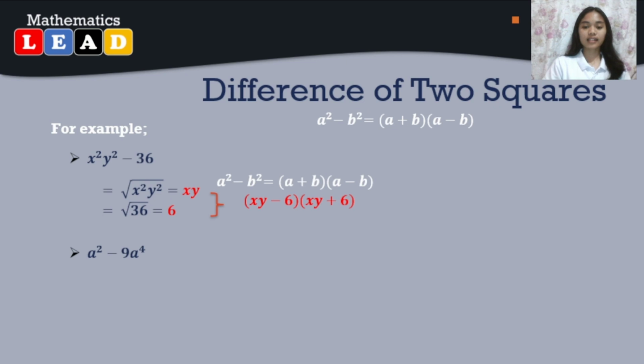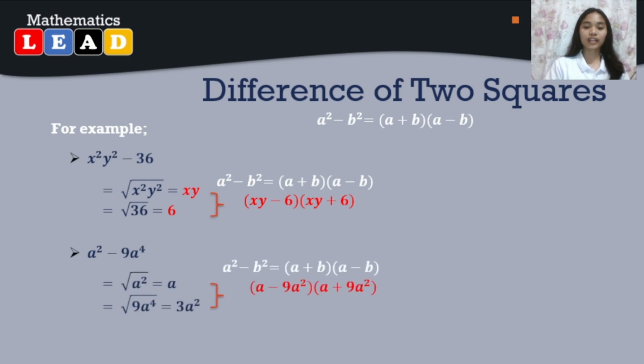And our second example is a squared minus 9a raised to 4. The same as the process in our first example, we find the square root of both terms, which are a squared and 9a raised to 4, and the answers are a and 3a squared. And we will have the quantity of a minus 3a squared times the quantity of a plus 3a squared. We also use this identity.